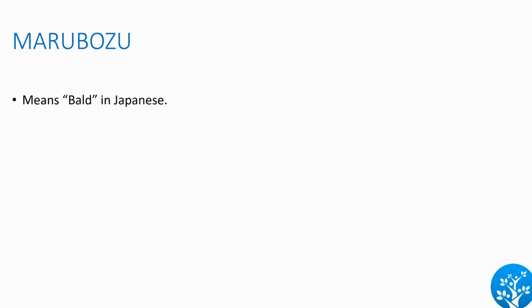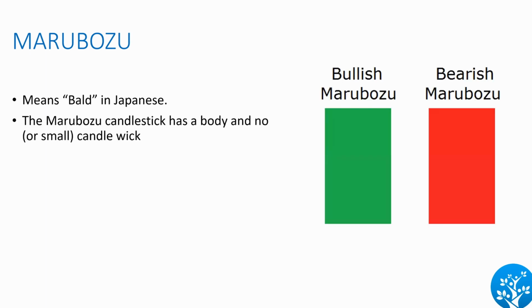Now let's look at the third candle, which is the Marubozu candle. The name comes from Japanese, where Marubozu means bald. The Marubozu candlestick has a body, but it has no wick or a very small wick. It's like bald, with no hair, or very small hair. A bullish Marubozu will be green in color, and a bearish Marubozu will be red in color. Marubozu is a trend continuation candle.